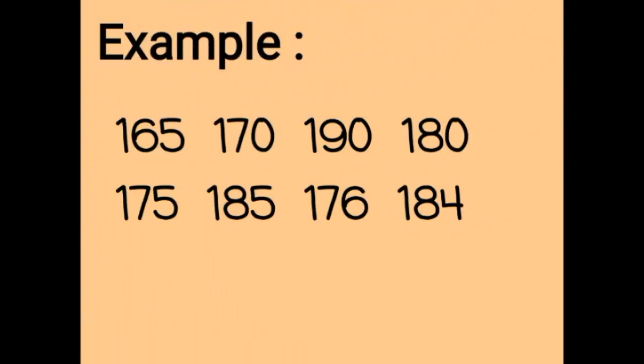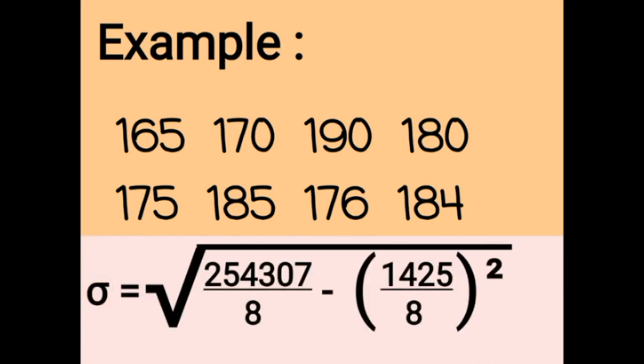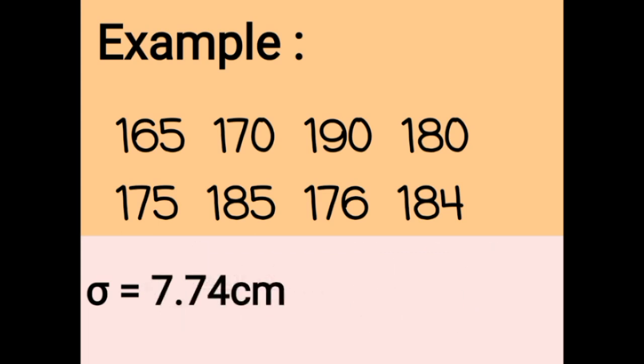So, in the previous example, we calculated the variance of this ungrouped dataset as 59.9 centimeters squared. Now, the standard deviation is the square root of 254,307 over 8 minus 1,425 over 8 squared equals 7.74 centimeters. Since the units of the variance are the units of the data squared, then the units of the standard deviation are the units of the data.